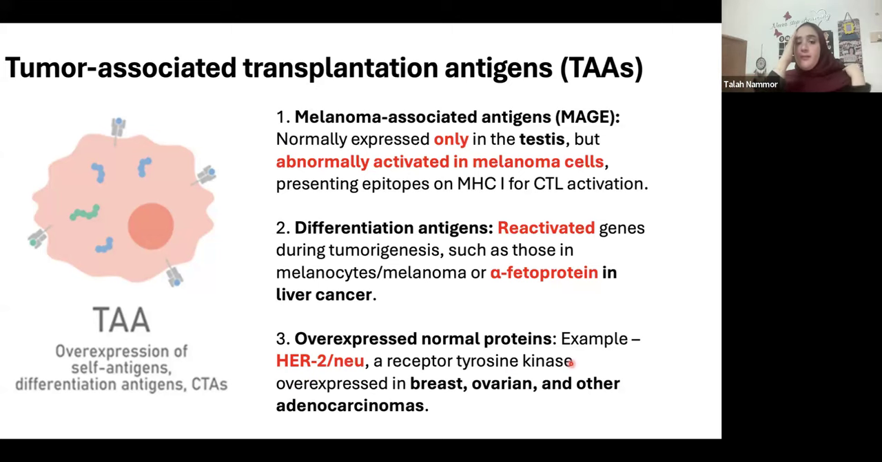overexpression. Having tumor-associated antigens can sometimes help in the treatment. For example, in this case, overexpressed normal proteins for breast cancer, how do we treat it? We can treat it with a monoclonal antibody, an antibody that we generate against this tyrosine kinase receptor, that can kind of calm down the tumor. Okay? Is this clear?